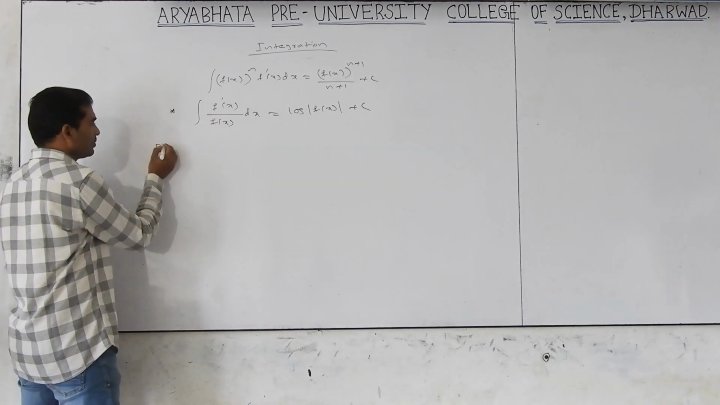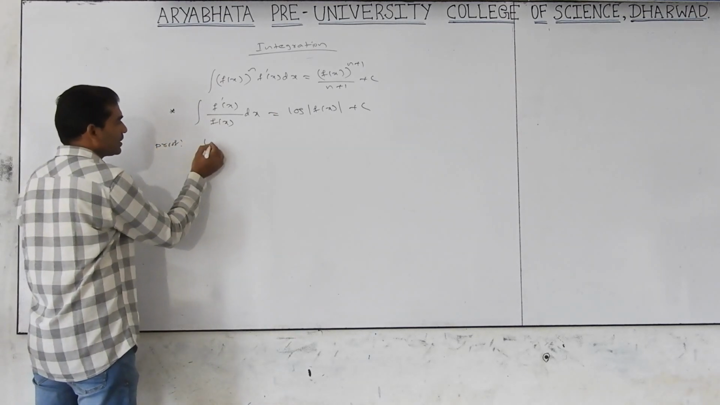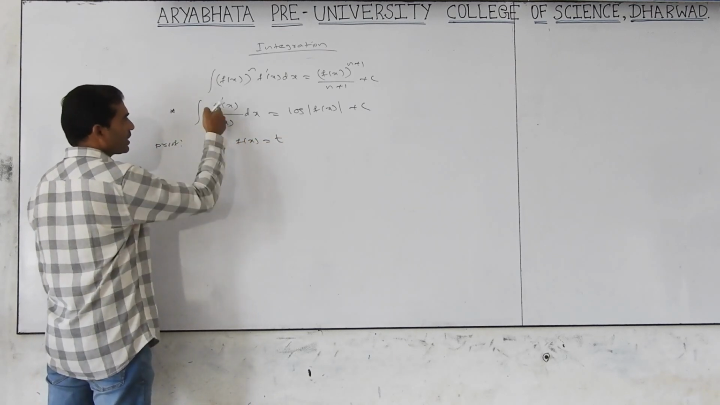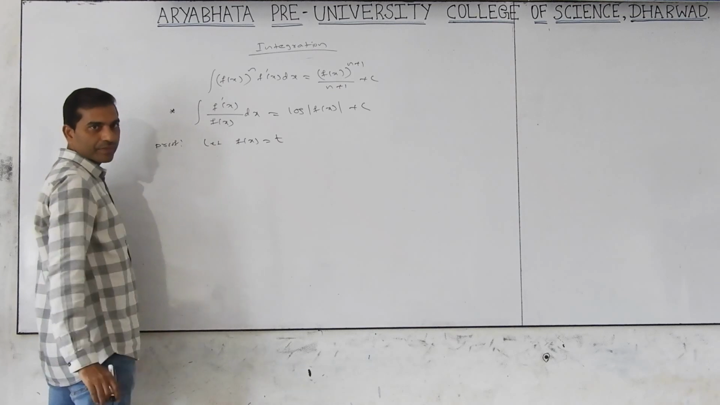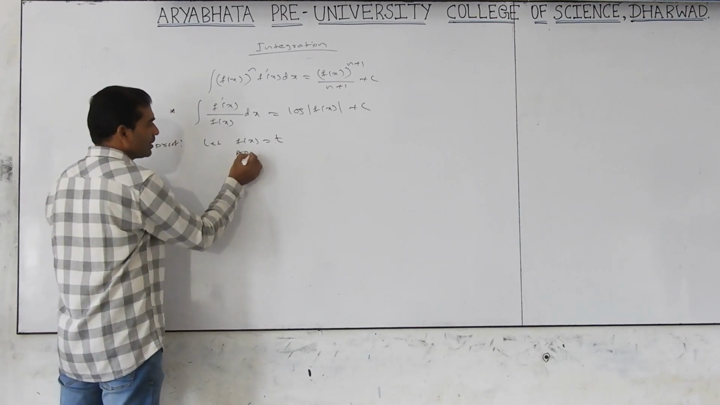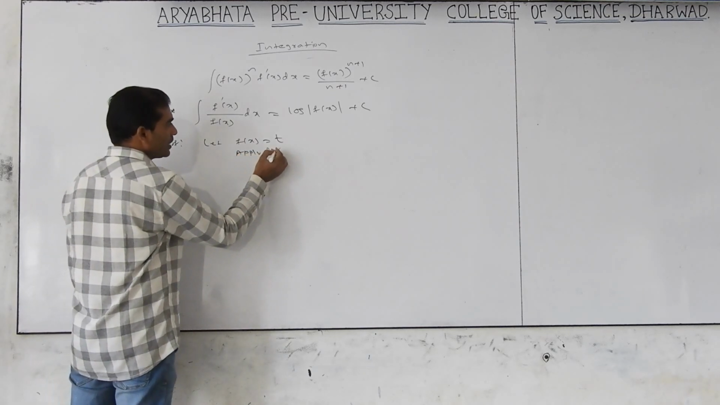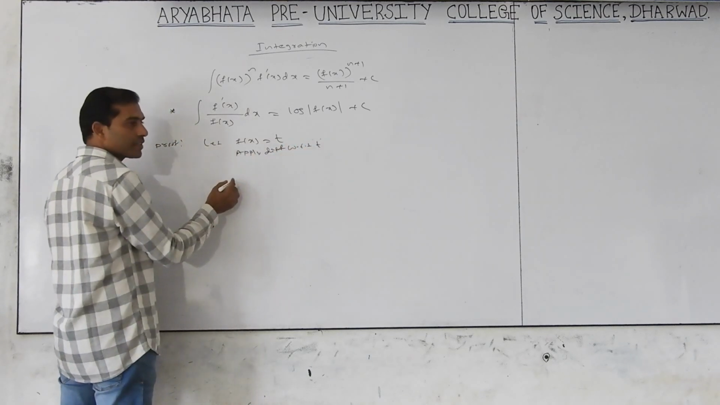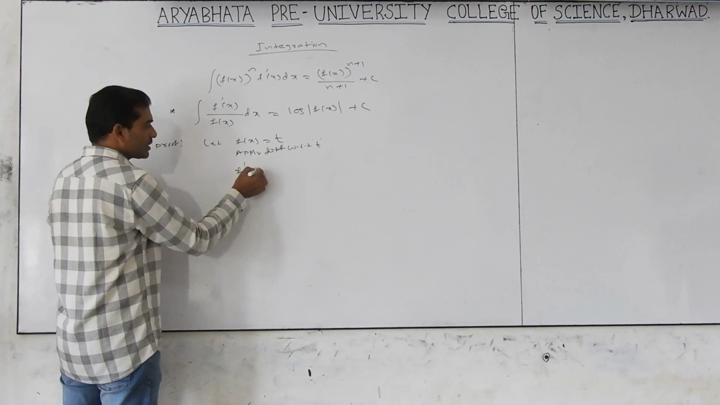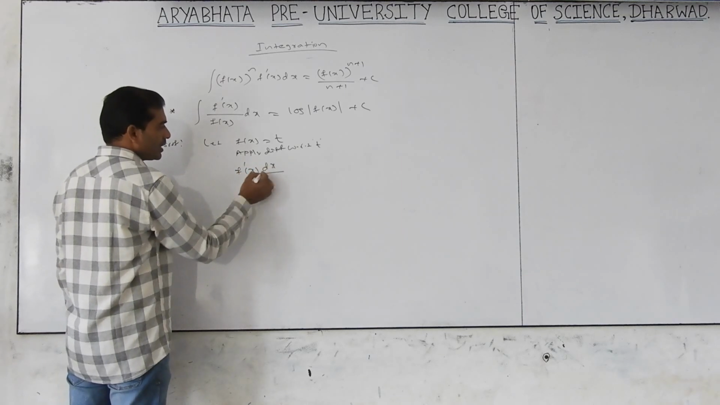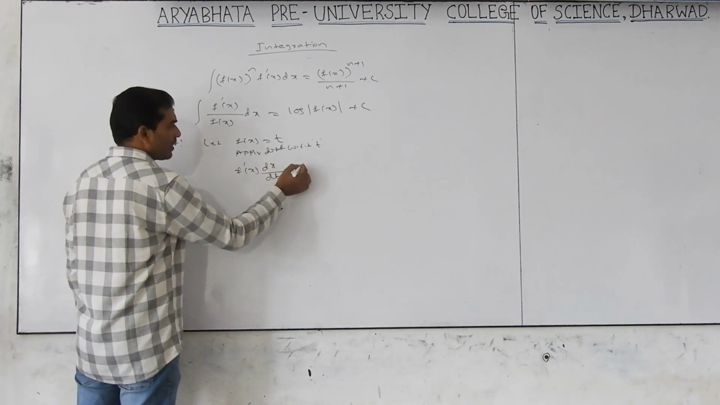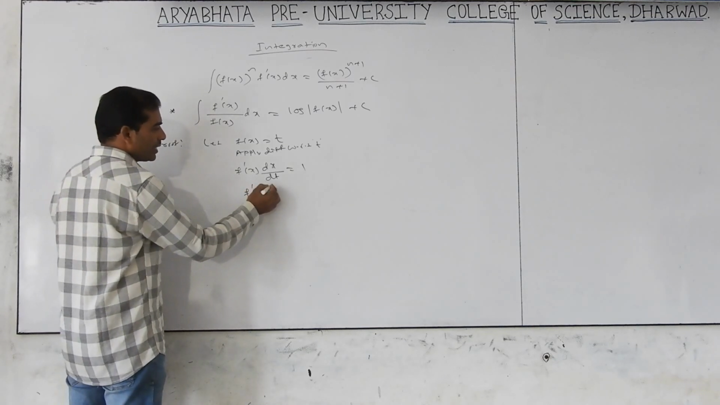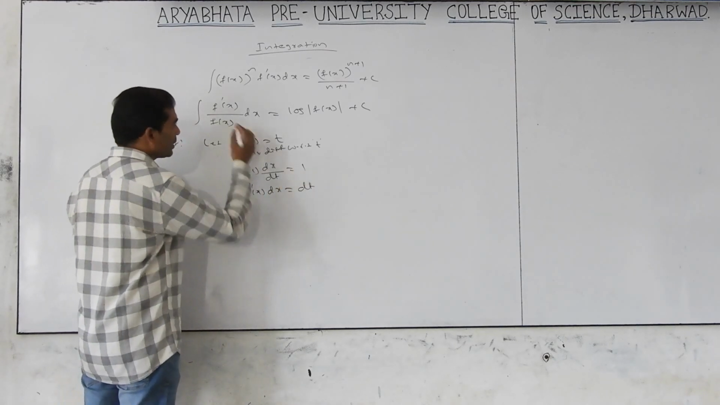Let us prove this one. Let f(x) equal t. Why? Because the derivative of f(x) is in the numerator. Apply differentiation with respect to t on both sides. The derivative of f(x) is f'(x) dx by dt, and the derivative of t with respect to t is 1. So f'(x) dx equals dt.